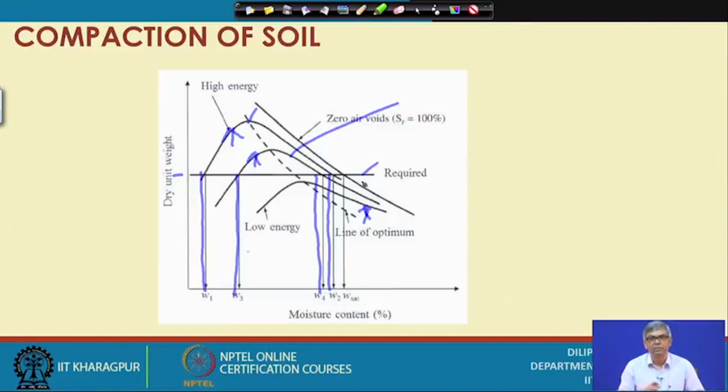So these are the things. Sometimes you have to do some trials with different energy levels, draw the compaction curve, and then see your requirement. Finally, you have to decide how much you can vary the water and how much the dry density can vary in the field. Those things have to be decided.